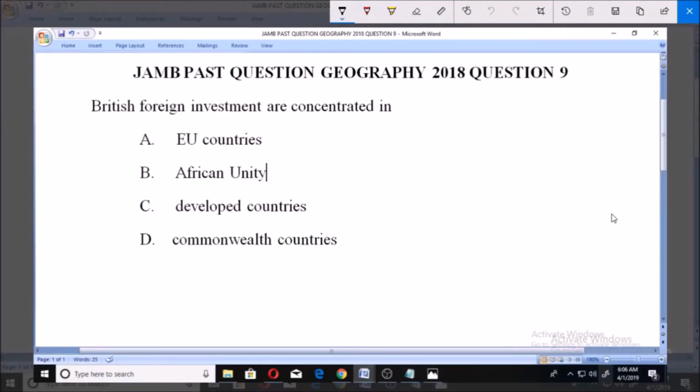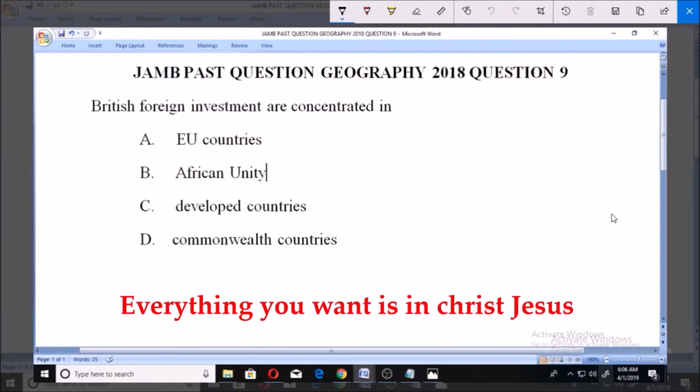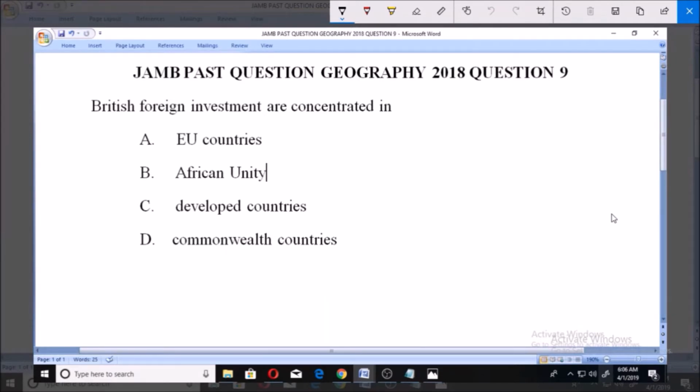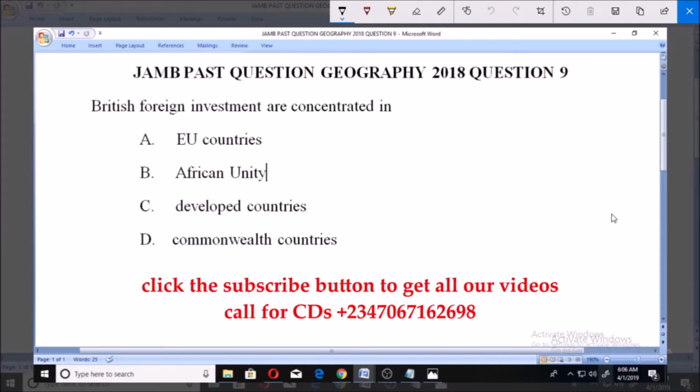Hello, welcome. Let's look at this JAMB past question, Geography 2018, question number 9. British foreign investments are concentrated in A. EU countries, B. African unity, C. Developed countries, D. Commonwealth countries.